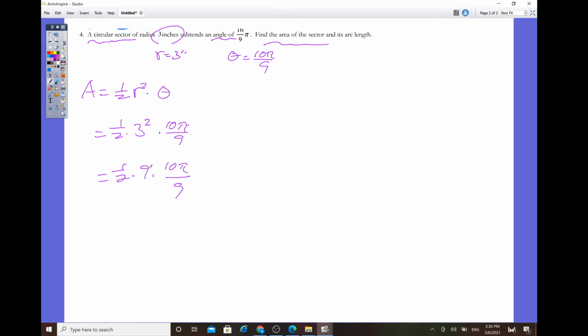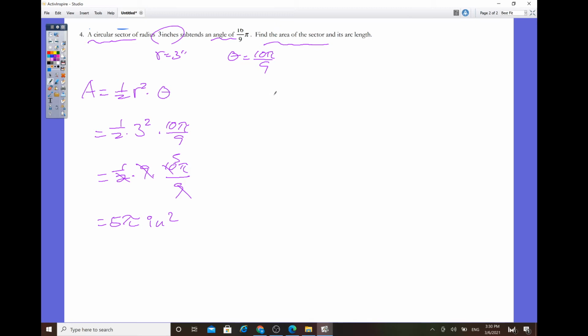So one thing that we noticed, cross cancel. So the answer would be 5 pi. And the unit for this one would be square inches, because area, it's always two-dimensional. So square inches. And then what about for the arc length?